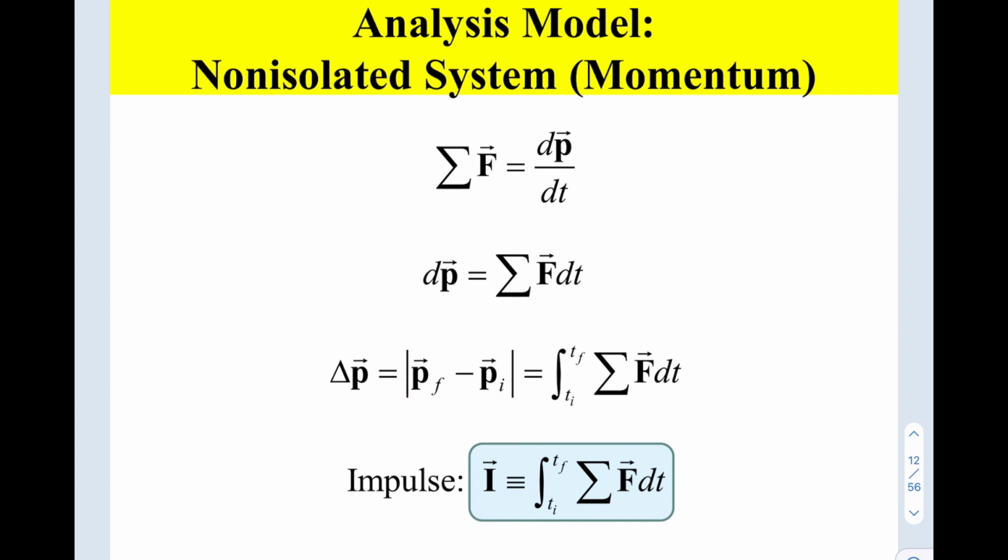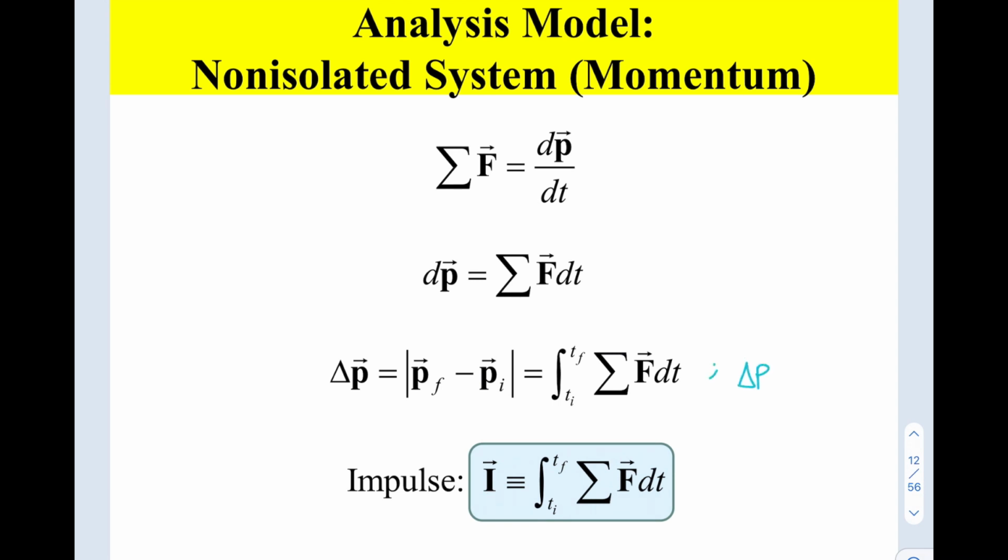So what was this? This is if we consider only magnitude. This is a modulus representing only the magnitude considered here. This must be equal to the integral of sum of F with respect to dt. This change in momentum is also known as impulse, symbolized as capital I.